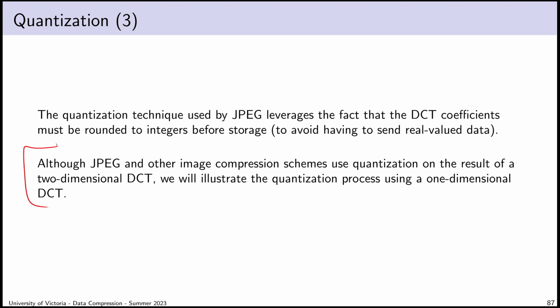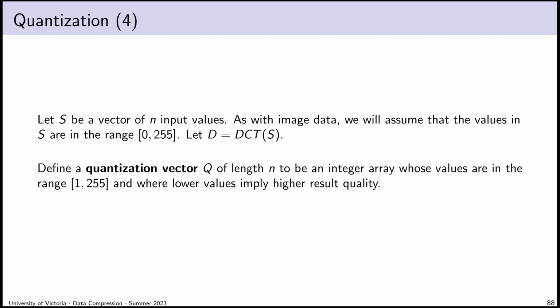JPEG and other image processing schemes, like the ones you're going to write, obviously use two-dimensional DCTs. We haven't seen those yet. They're not that exciting. They don't change that much about the process. I'm going to illustrate the quantization process on one-dimensional DCTs, and I'll bet you can figure out how to apply it to a two-dimensional case pretty easily. All right, so we'll begin.